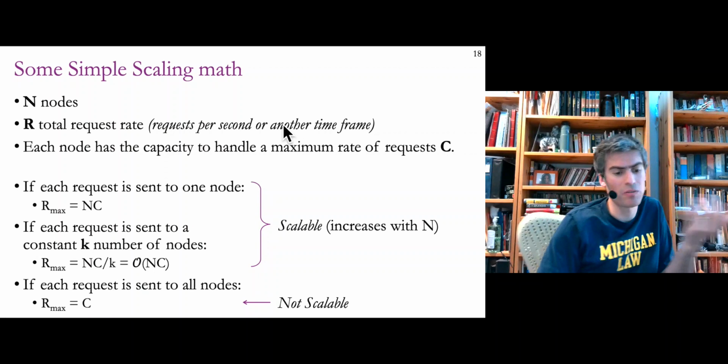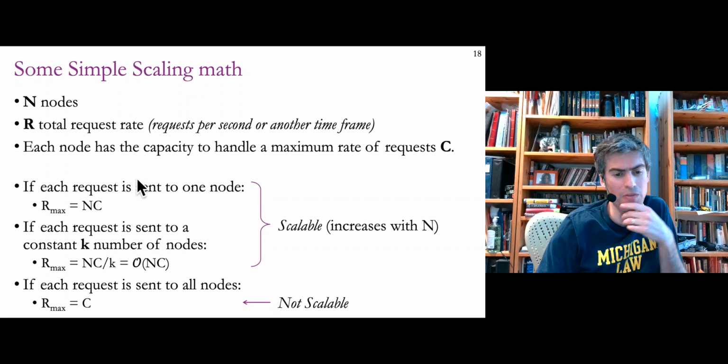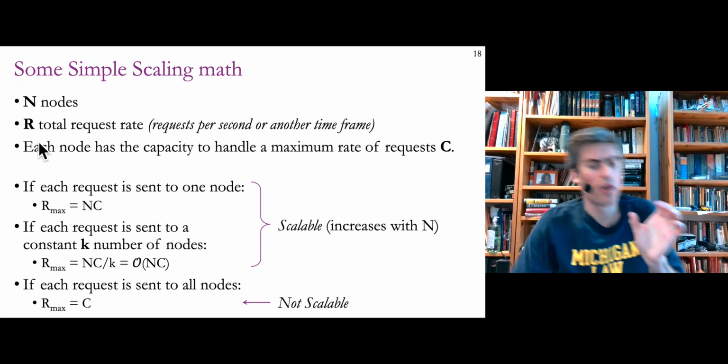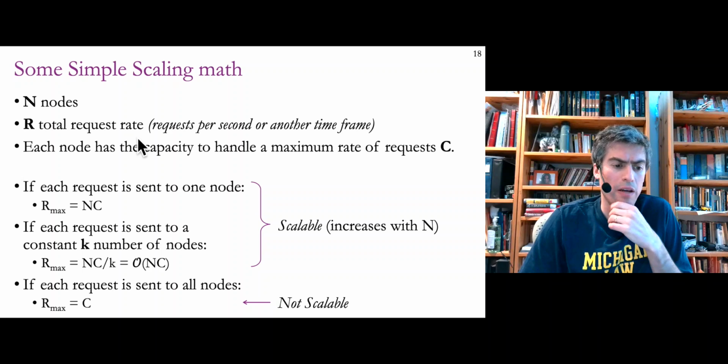And you can do some simple math to demonstrate this for the scaling. So here I'm saying there's n nodes and there are r requests in total that you want to make per second.